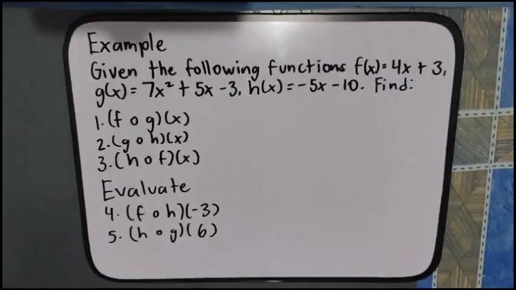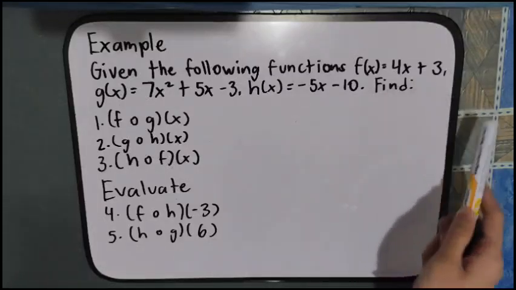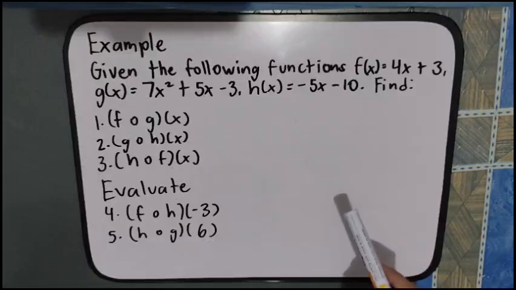So in order for us to understand composite functions even more, I have made some examples. We are going to use the same givens for these 5 examples, and the givens are f of x equals 4x plus 3, g of x equals 7x squared plus 5x minus 3, and h of x equals negative 5x minus 10. So we need to find the following.